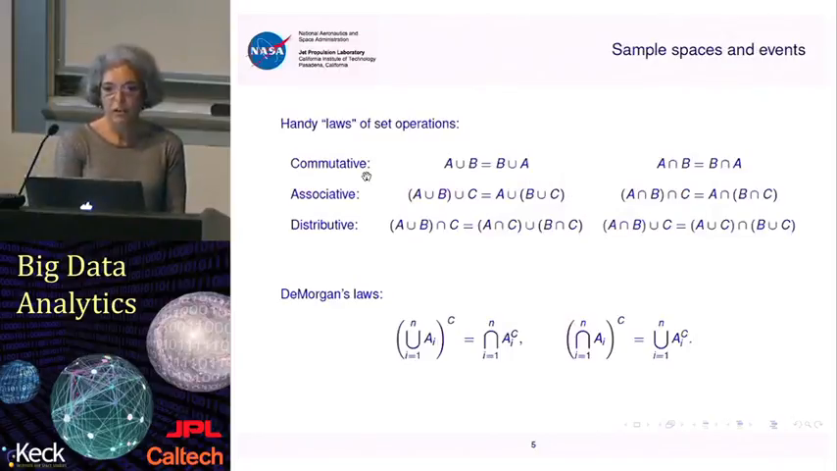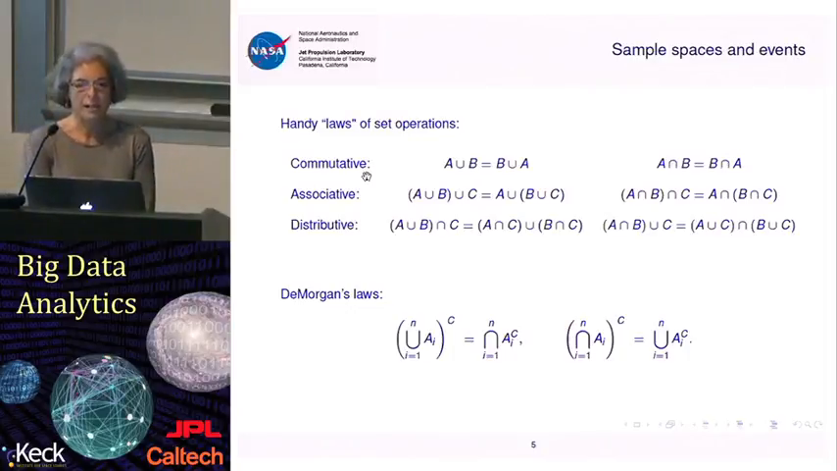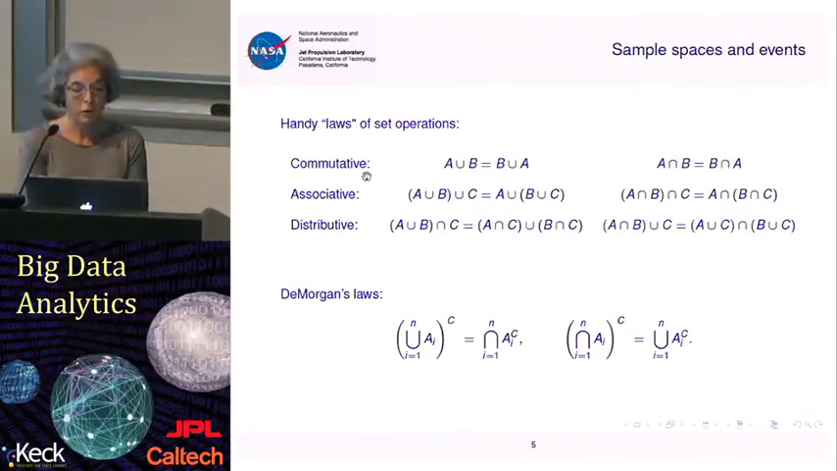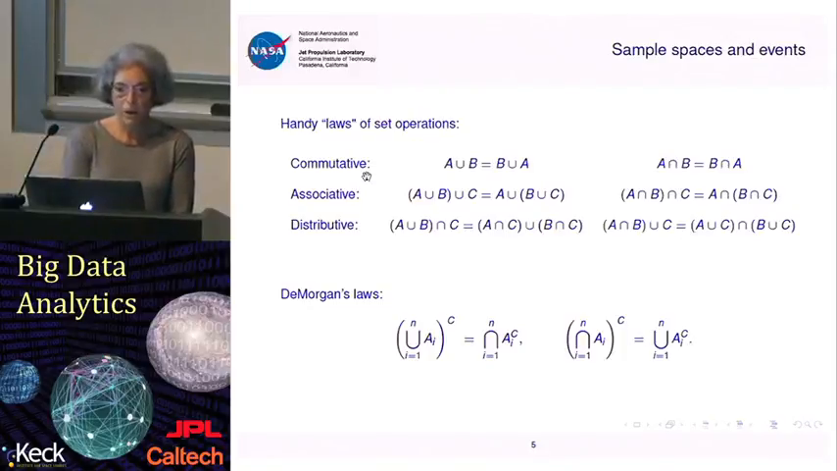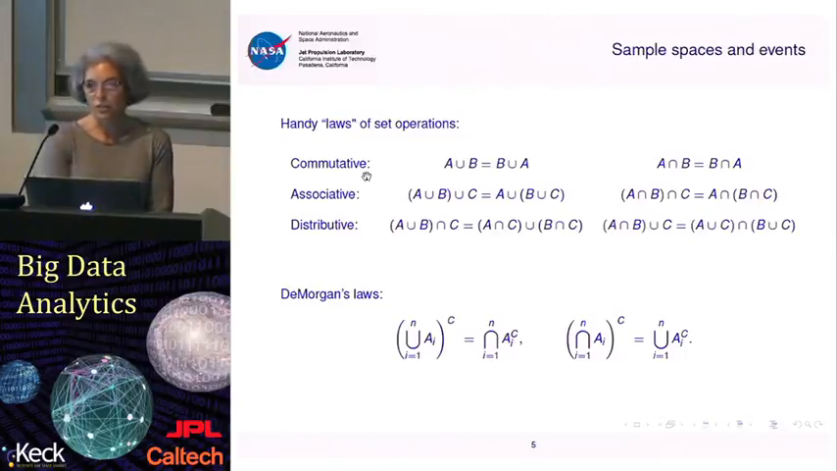So set theory offers us many logical consequences of the mathematical formulation of what I just explained, and there are some laws of set operations which are fairly basic, which you've probably seen before as well. The commutative law, the associative law, and the distributive law, and these things at the bottom called De Morgan's laws, which essentially says that the complement of the union of a bunch of disjoint sets is equal to the intersection of the complements, and similarly the other way around.